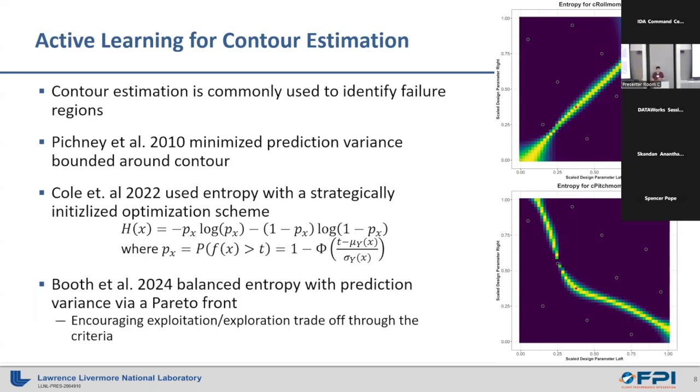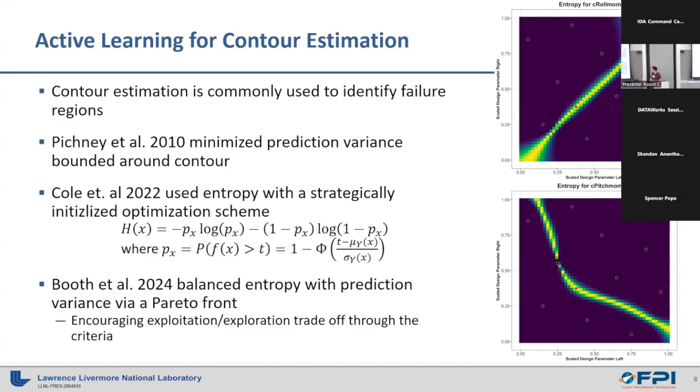There are a lot of different methods out in the literature, and I've listed a few here. One tries to minimize prediction variance around this contour. We also have the entropy that I've plotted out there. That is a nice way of exploiting, where you're trying to find the target region, but it's not very good at the exploration side of things. So to balance that out, this paper uses an optimization scheme to encourage exploration. There are a couple of different methods, and these are all trying to target the contour.